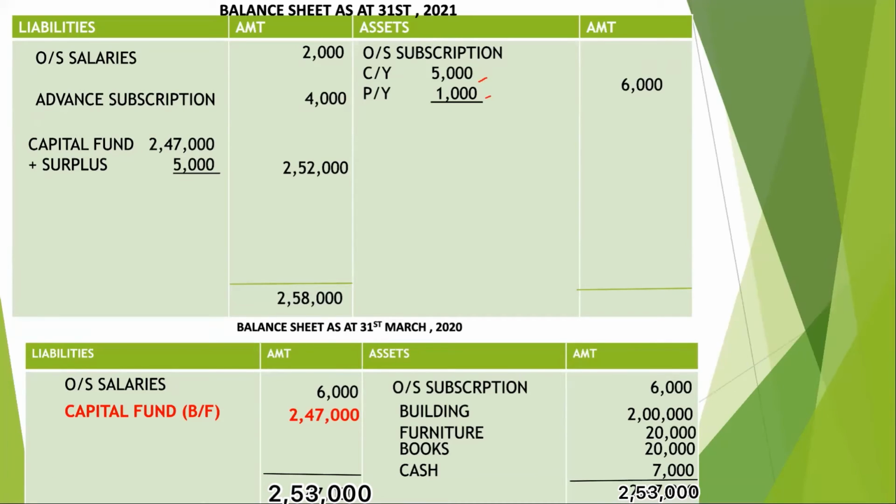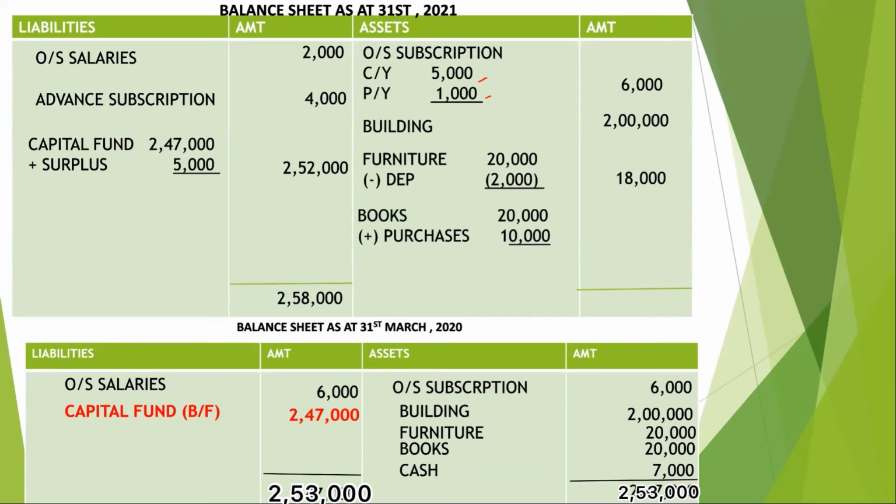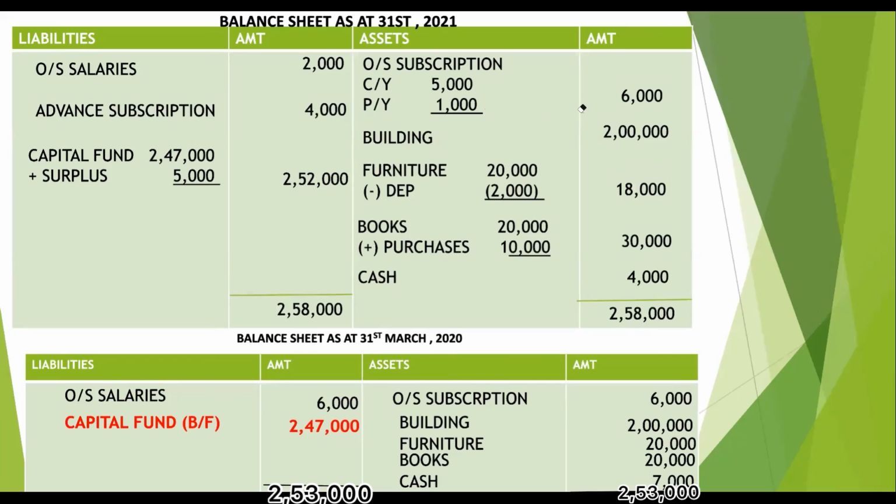Now moving ahead, we have building for the same amount, 2 lakh, as there is no adjustment given. Depreciation on furniture needs to be charged amounting to rupees 2,000. So the final balance of furniture is 18,000. Books were for rupees 20,000 and in the current year there was a further purchase of books for rupees 10,000. So the amount will be 30,000. Cash balance is given on the credit side of the payment account, balance c/d, which is 4,000 rupees. The total of the balance sheet asset side is 2,58,000. I hope this question is clear.